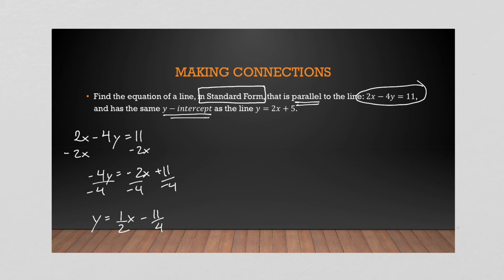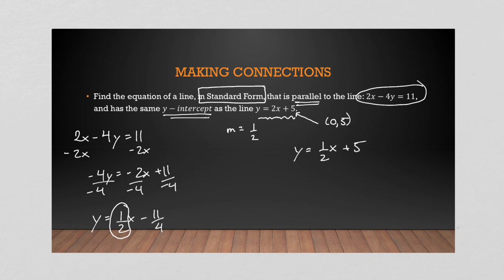So it's parallel, so I need this slope. So I need that slope, m equals 1/2. And then the same y-intercept as this line. Well, the y-intercept is staring us in the face, right? This is the y-intercept. So I know I have the point 0, 5. So again, now, point slope or slope-intercept, since we have a y-intercept and a slope, let's just use slope-intercept because we know we have the same y-intercept. So y equals 1/2 x, and we know this is going to be a 5. So there's our equation, right?